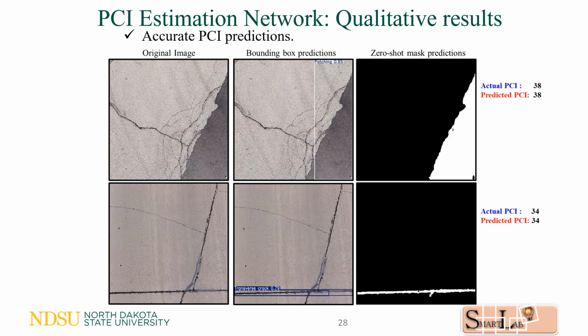These are some of the accurate predictions for the same PCI estimation network. For the first row, you can see we are getting the accurate PCI of 38. The model is focusing on the patch on the pavement and is able to use that to help in predicting the actual PCI value of 38. Same for the second row.